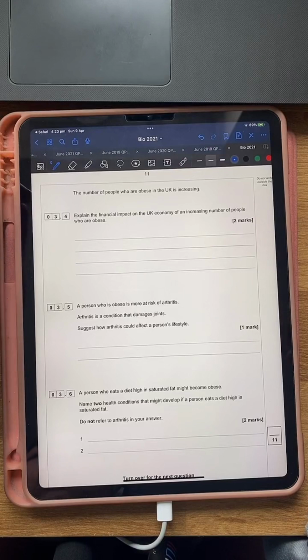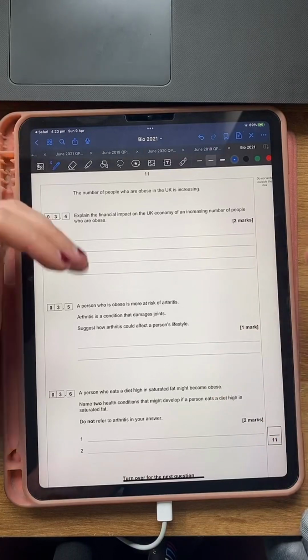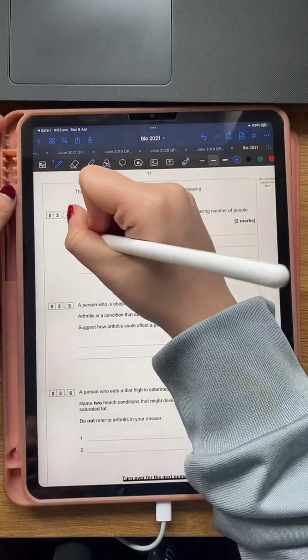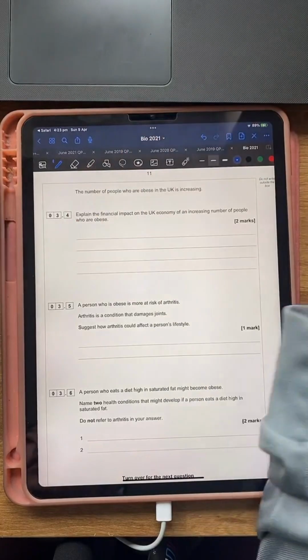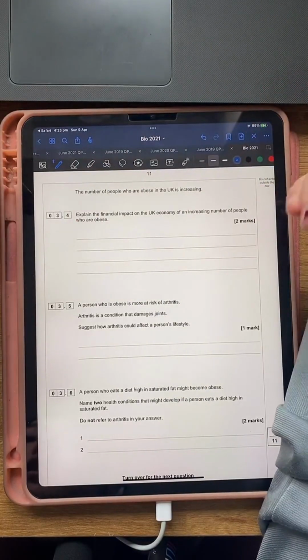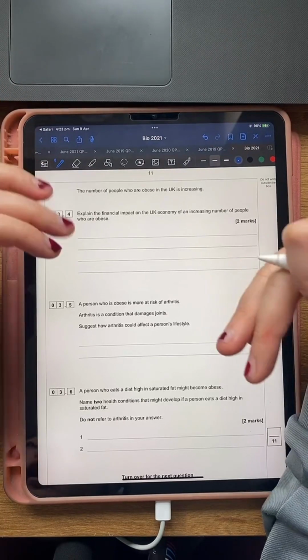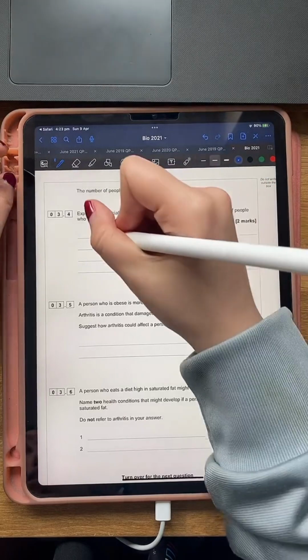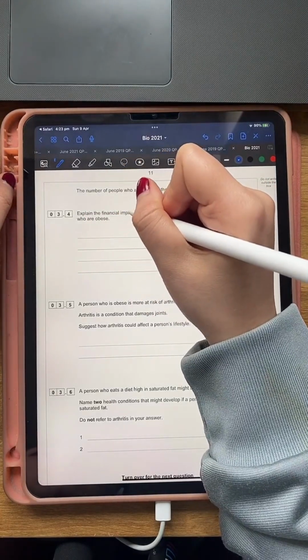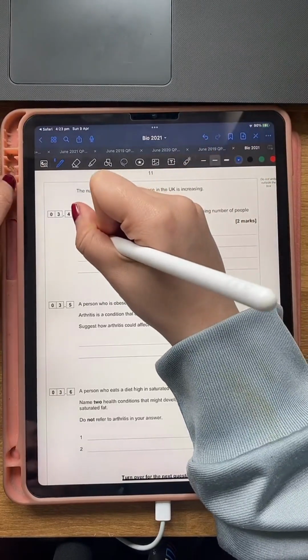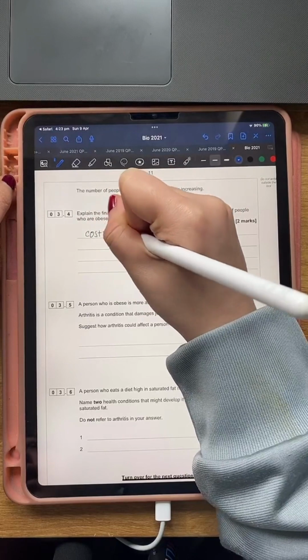So you can say a number of things. You can say cost of NHS, it costs the NHS more money, so they can't really treat everyone. There's more people who take time off of work. Like imagine COVID, for example. COVID had a huge financial impact, isn't it? So you can talk about that. Yeah, more people will have to go to the NHS, meaning more money will be spent. That's right. Cost the NHS more money as more people require treatment.